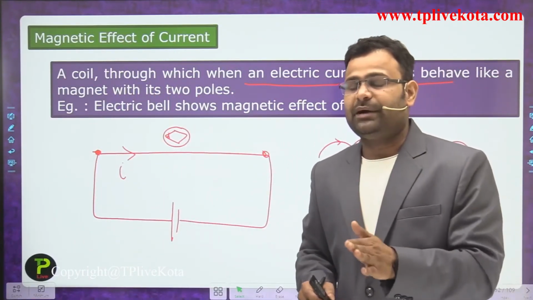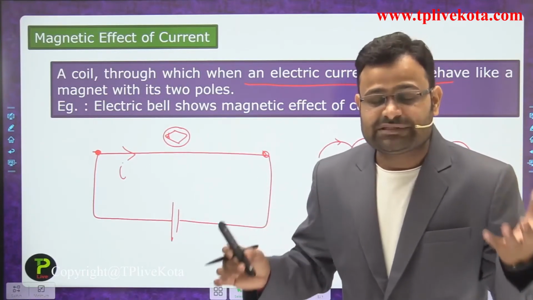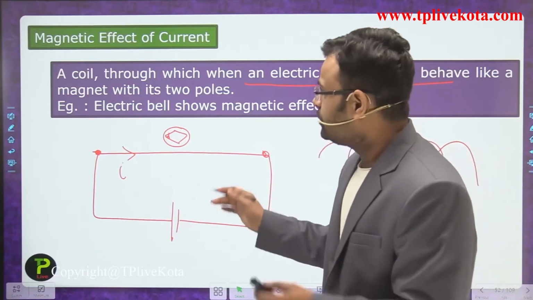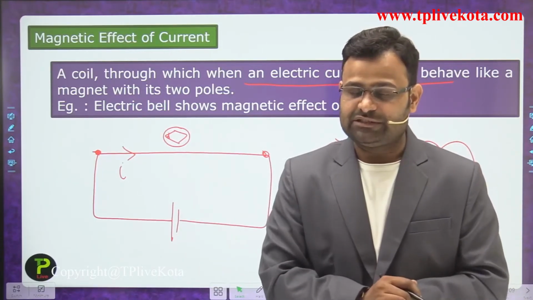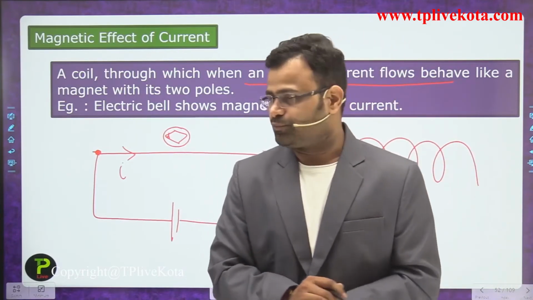The magnetic compass changes only under a single condition: if there is some magnetic field present here. So that is proof that when an electric current is passing through any coil, some magnetic field is developed.